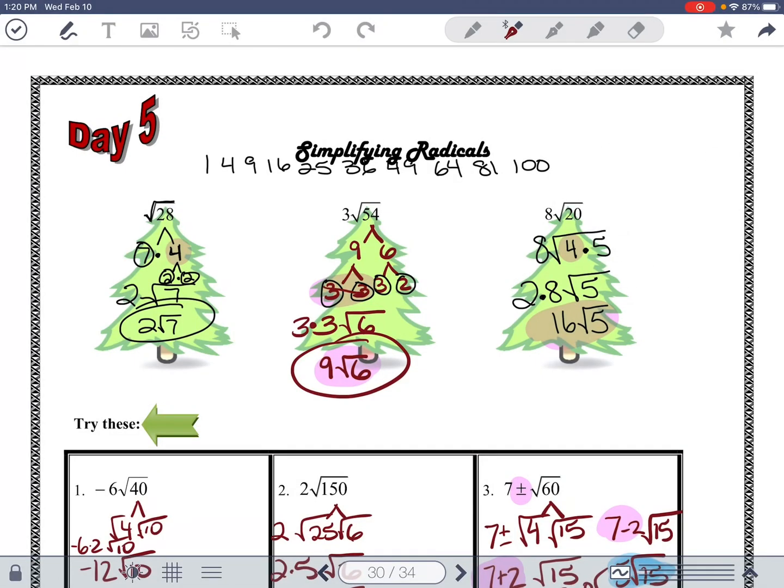All right, everybody. On Thursday and Friday, we're going to go over simplifying radicals, square roots, and cubic roots with just numbers under the radical, and then numbers and variables. So how do we simplify a radical? We're not using a calculator here. We're not going to put in square root of 28 in the calculator. Well, what we think about are our factor trees.